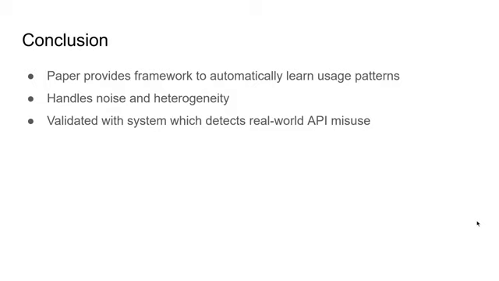So to conclude, the paper is able to provide a Bayesian framework, which allows the authors to automatically learn usage patterns. They're able to handle noise and heterogeneity pretty well. Noise because they're able to look at more specifications. Heterogeneity because looking at more specifications allows them to account for more varied use cases that may implement the same function. They instantiate their framework through a system called Salento, and they test Salento on real-world API misuse, finding that it performs substantially better than non-Bayesian counterparts.